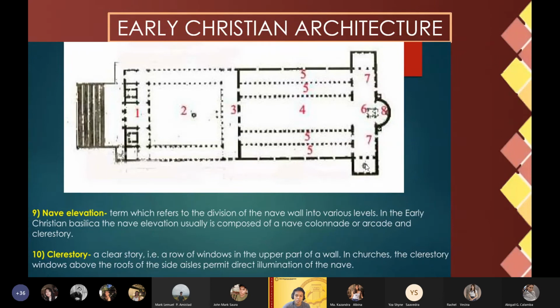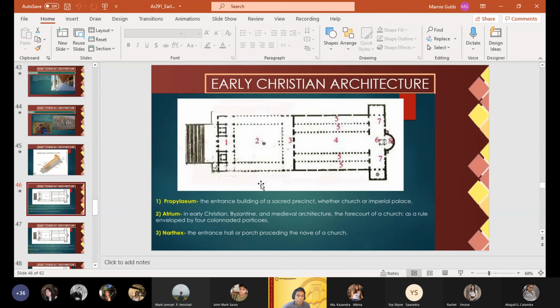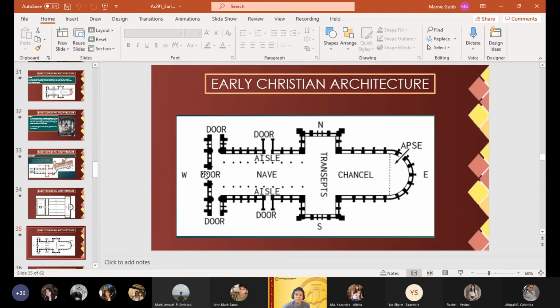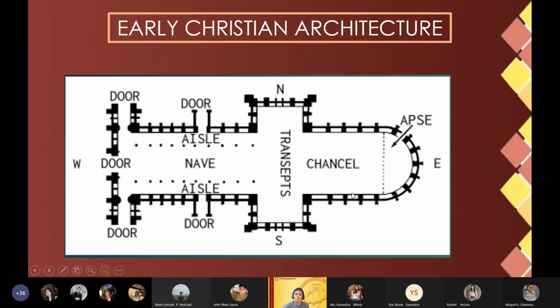Extended. If we go back a little bit on our slides. This one, can you see it? This one is the best example of cruciform.